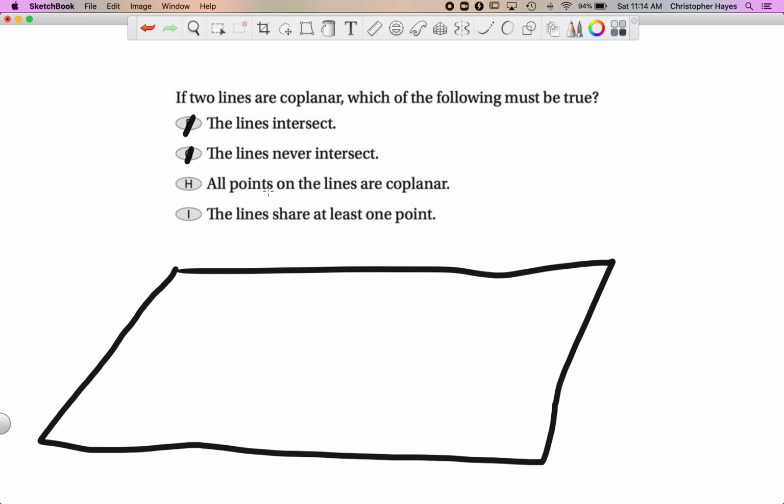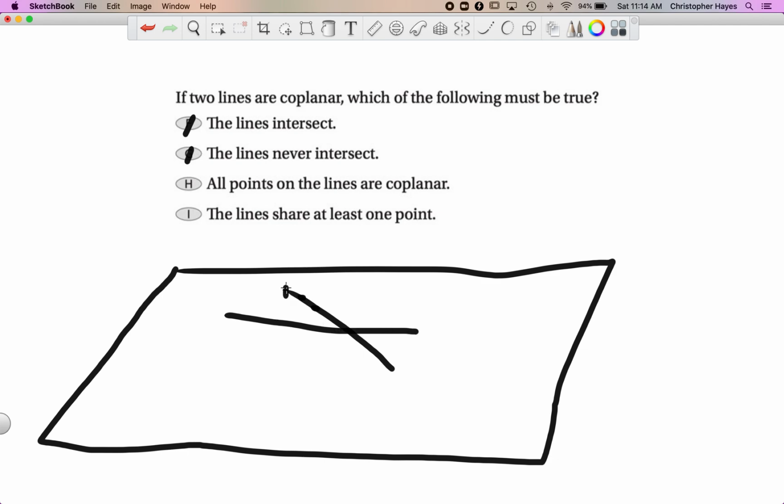All points on the lines are coplanar. Okay, so here's a line and here's a line. They can be intersecting or it could be like this. They're not intersecting, but either way, we've got two lines, we'll say there and there. Well, both of these lines are on this plane. That's what it says. These lines are coplanar. So this point and this point and this point and this point, all these points on this line are in the plane, as are all the points in this line.